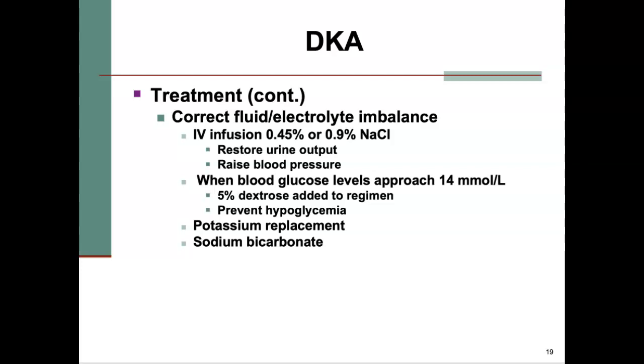When blood glucose levels are approximately 14 millimoles, so you're trying to bring the blood glucose levels down with insulin, but you could actually go quickly the other way into hypoglycemia. So once the glucose level gets down to about 14, you may want to switch to a D5W, maybe added to prevent hypoglycemia. You're going to be replacing the potassium, and you may be giving sodium bicarbonate because it's a base to help with the reversal of the acidosis.